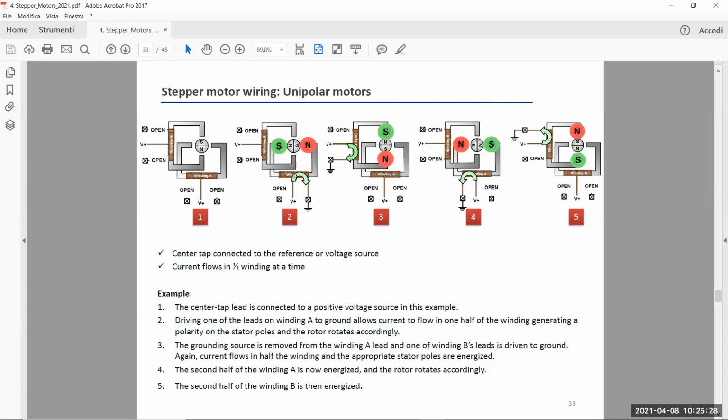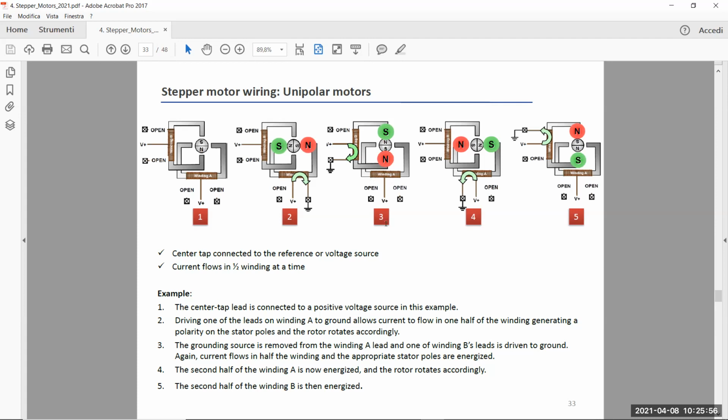A current flows in this half of the winding. The phase B is not energized at all, no current flowing here, so both terminals are left open. The current flowing in the right half side of this winding excites a north pole configuration on the right and a south pole on the left stator expansion, which provides a 90-degree rotation.